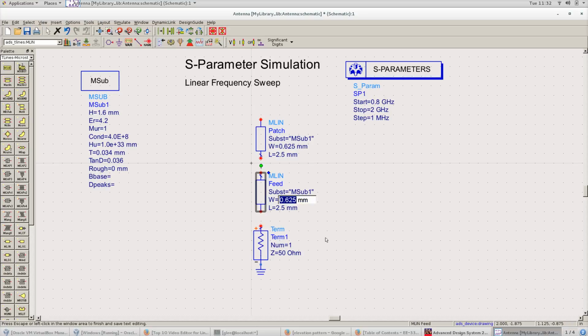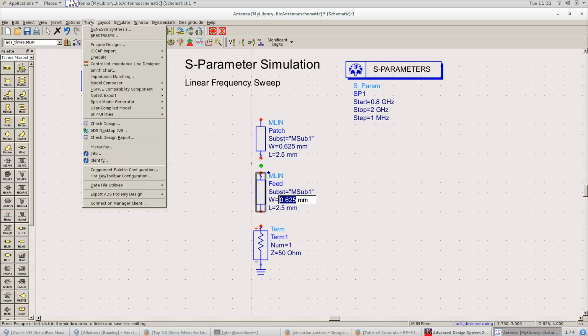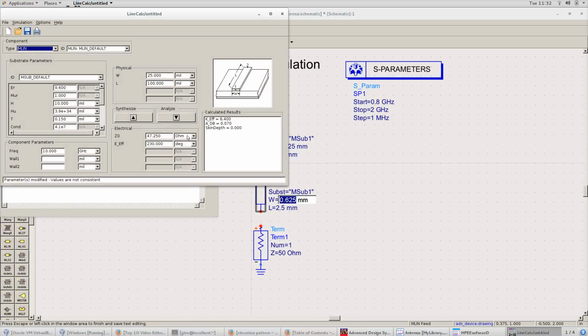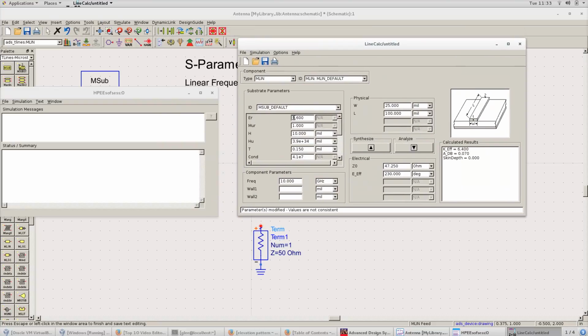Right? So this is a very simple antenna, but again, I'm going to go through this a little bit. For the width of my feed, I'm not going to go through it right now, but what you could do is go up into your tools, go to LineCalc and start LineCalc, and then calculate what a 50 ohm transmission line is for this particular substrate material. I'll go ahead and do this.